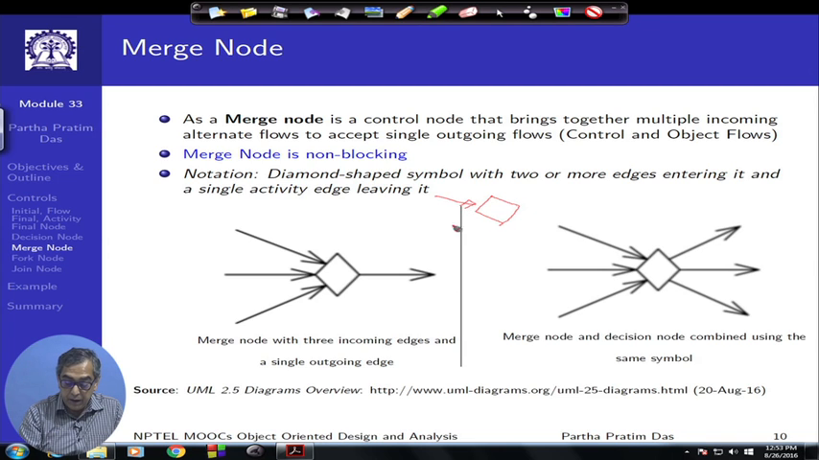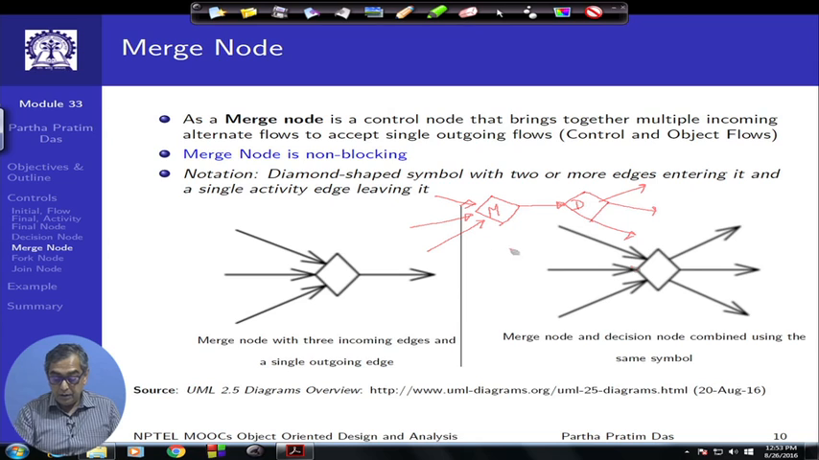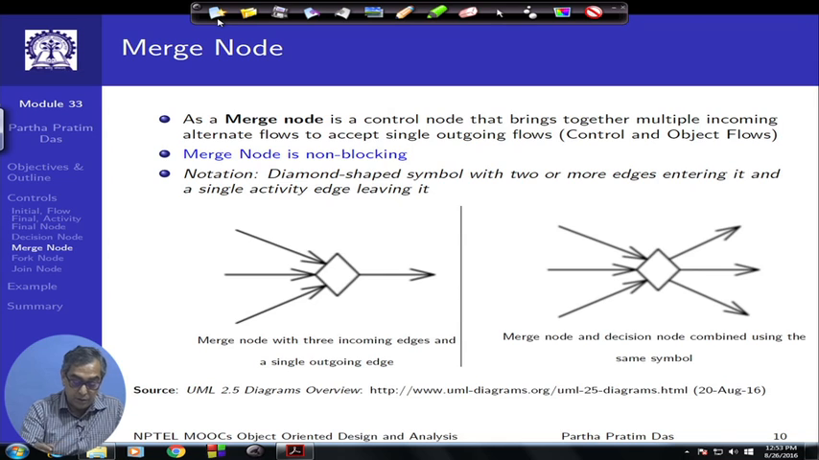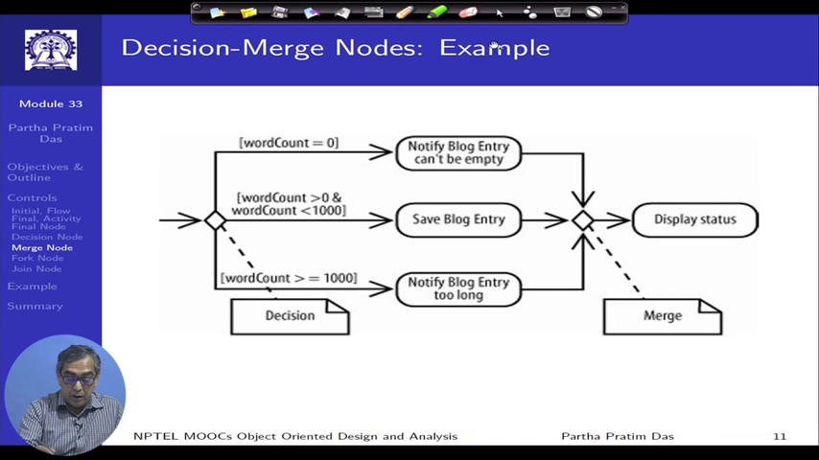The flow is coming in here, here, and here, it goes out, and you have another diamond. So, this is the merge node, this is the decision node, and these two together could be combined and shown in a combined fashion. So, this is a merge decision node. These are some examples.